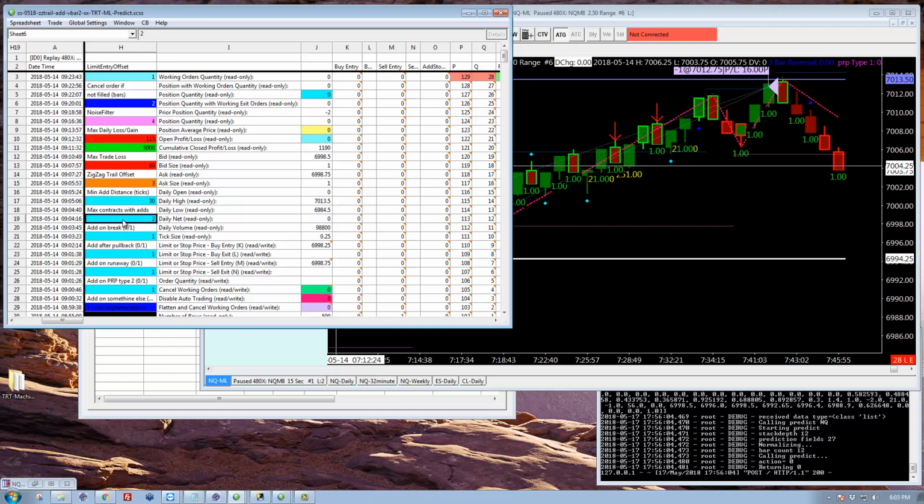This is specifying how many times I can add. So this says you can only get to 2 contracts. You can make this anything you want.